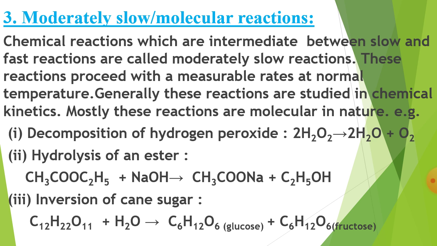Third and most important reactions for this branch of chemistry, that is moderately slow, are molecular reactions. That means the molecules are the reactants in that reaction, known as molecular reactions. The chemical reactions which are intermediate between slow and fast reactions are called moderately slow reactions. That is, these reactions are neither so fast nor so slow. They are intermediate between fast and slow reactions.